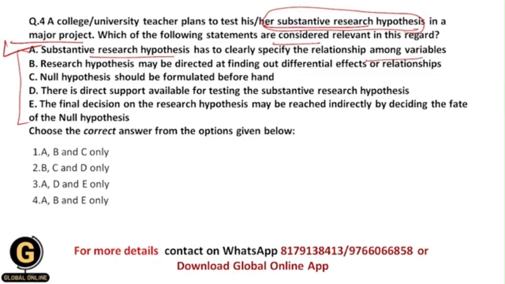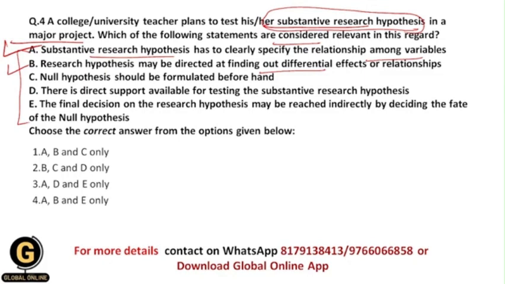Second, research hypothesis may be directed at finding out differential effects or relationships. Okay, again this statement is correct, because a research hypothesis should be directed at finding out differential effects or relationships, because this is the outcome of our research process that we want, and this is the goal of our whole research.